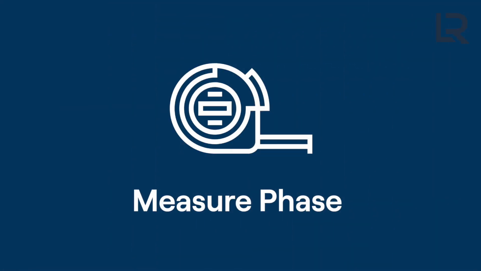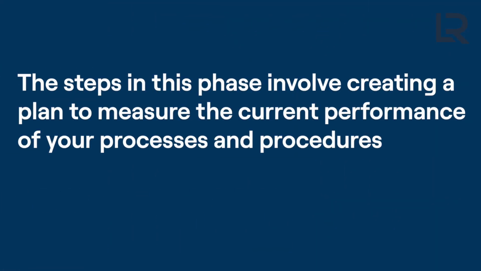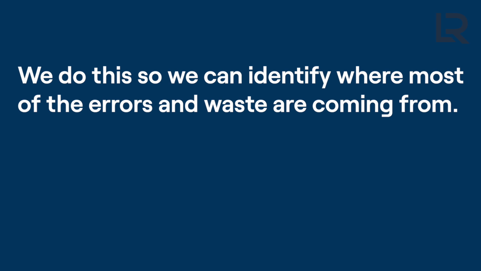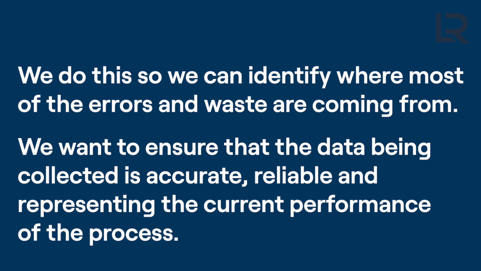I'm Ethan Liggett. In this module, I will be going over the measure phase. The steps in this phase involve creating a plan to measure the current performance of your processes and procedures. We do this so we can identify where most of the errors and waste are coming from. We want to ensure that the data being collected is accurate, reliable, and representing the current performance of the process. Next, we will go on and collect data, which leads us to the understanding of our current performance.